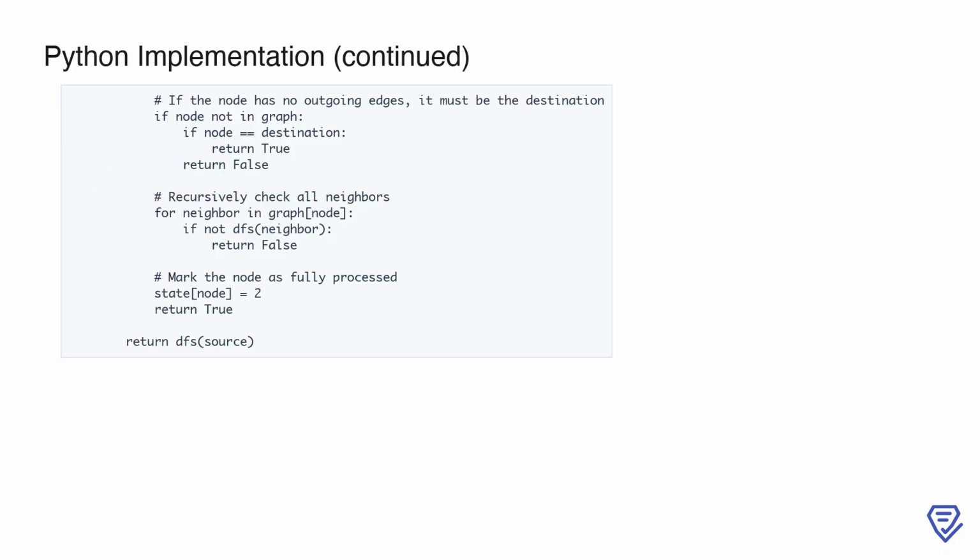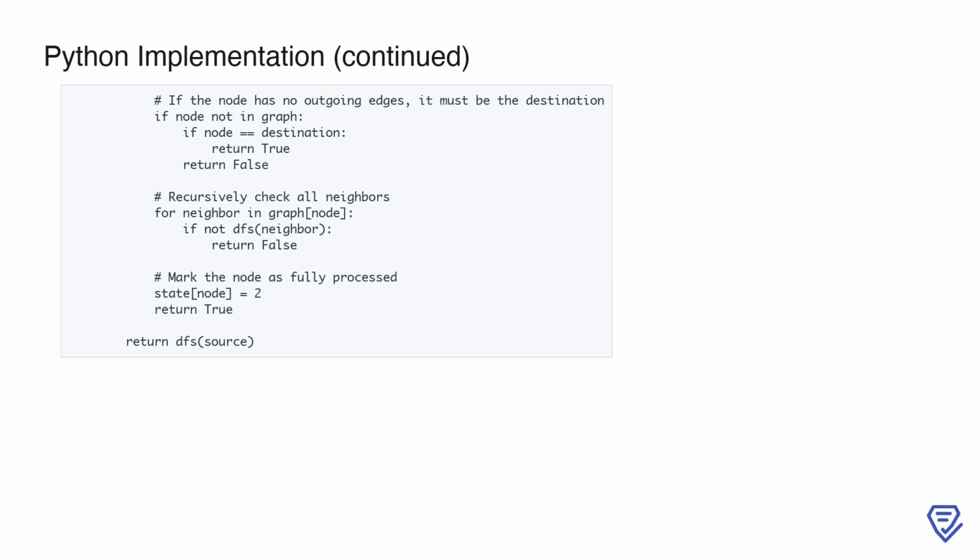If any neighbor fails the DFS check, we immediately return false because this means not all paths lead to the destination. Once all neighbors are successfully explored, we mark the current node as fully processed by setting its state to 2. This helps optimize future calls to DFS by avoiding redundant calculations for nodes we've already verified. Finally, the function returns true, indicating that the current path segment satisfies the problem's conditions.